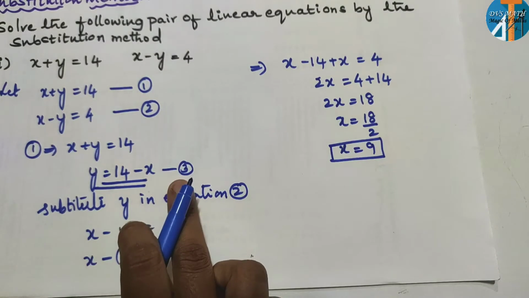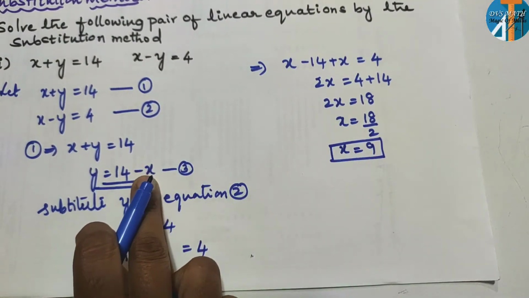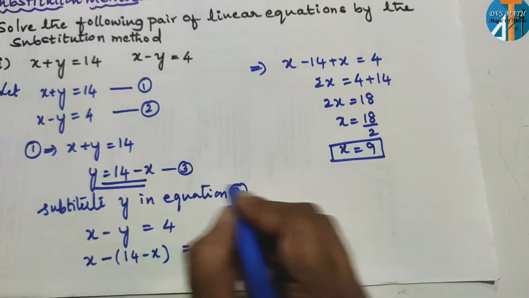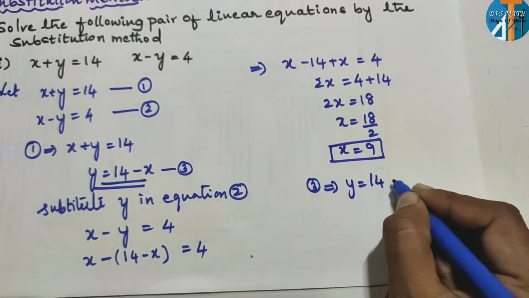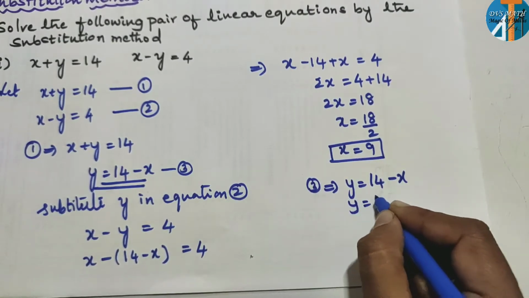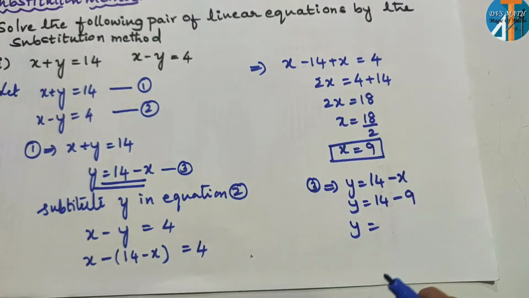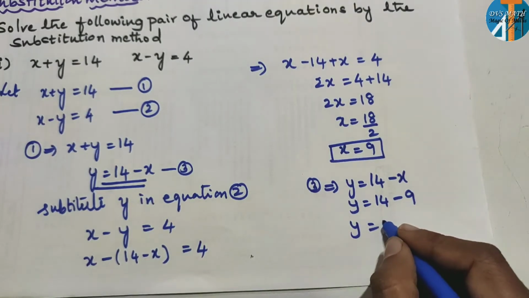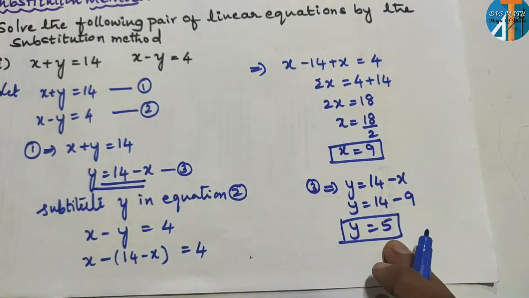Now take equation 3, what you substituted here. Now substitute the x value here and you will get the y value. So in equation 3, y is equal to 14 minus x, y is equal to 14 minus 9. What is the value of 14 minus 9? You will get 5. So the x value is 9, the y value is 5 now.